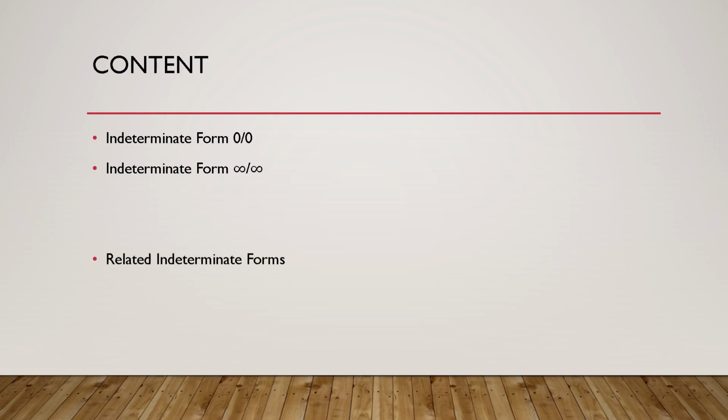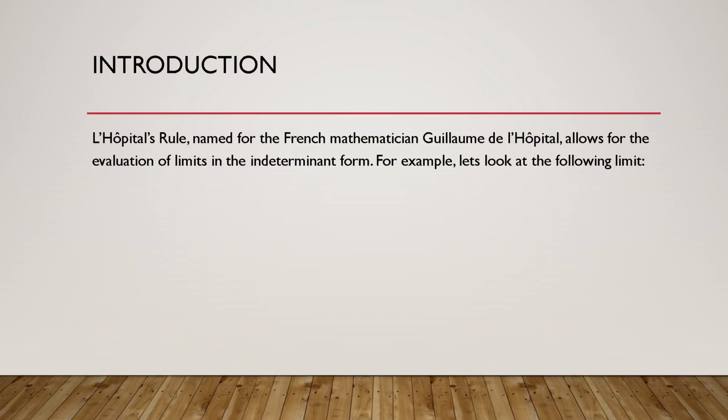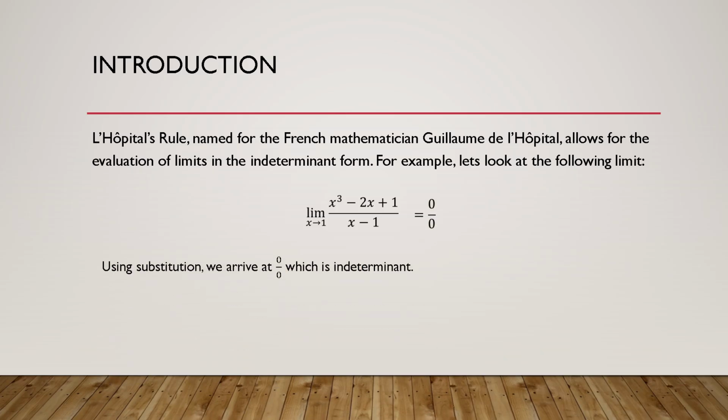In this video, we will be discussing the indeterminate form 0 over 0, the indeterminate form infinity over infinity, and related indeterminate forms. L'Hopital's rule, named for the French mathematician Guillaume L'Hopital, allows for the evaluation of limits in the indeterminate form. For example, let's look at the following limit. The limit of x cubed minus 2x plus 1 over x minus 1 as x approaches 1. Using substitution, we arrive at 0 over 0, which is indeterminate.